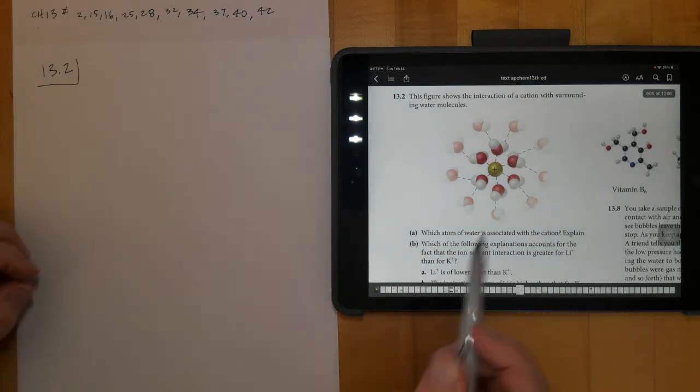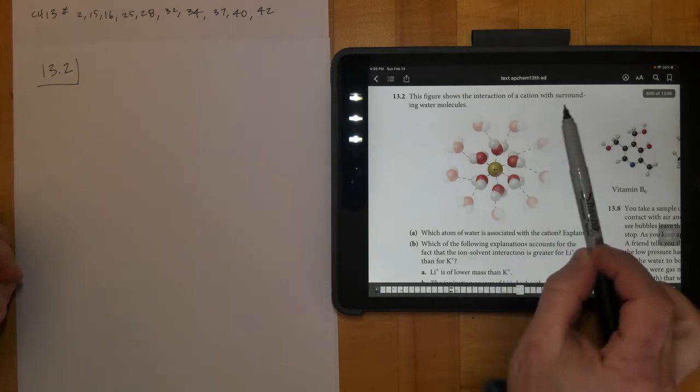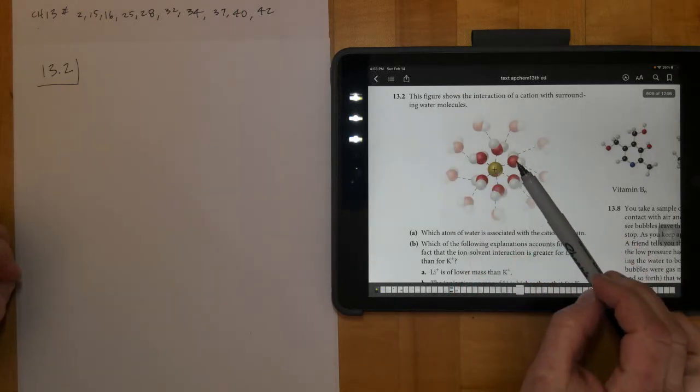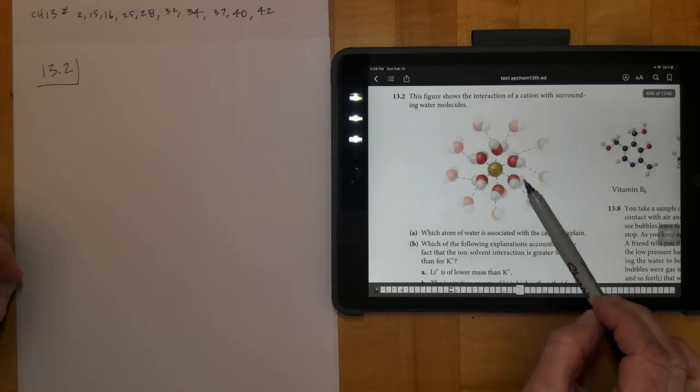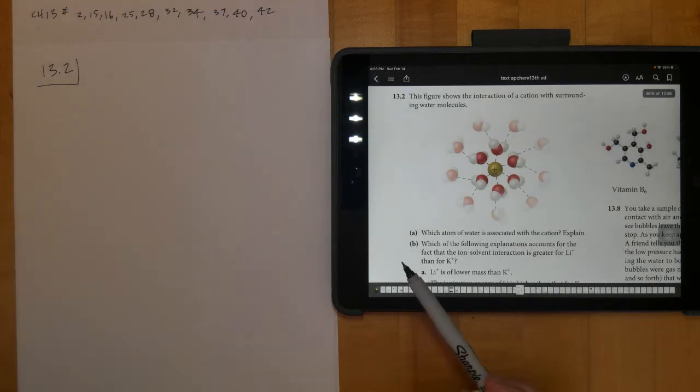13.2. The figure shows the interaction of the cation, that's the positive ion right here, with surrounding water molecules. The water molecules are oxygen and 2 hydrogens. Oxygen, 2 hydrogens, oxygen, 2 hydrogens. The oxygen's red and the hydrogens are white.